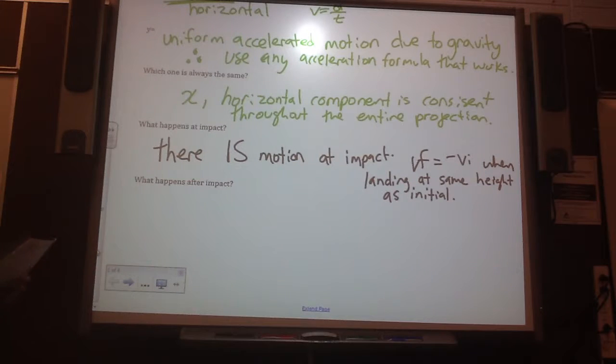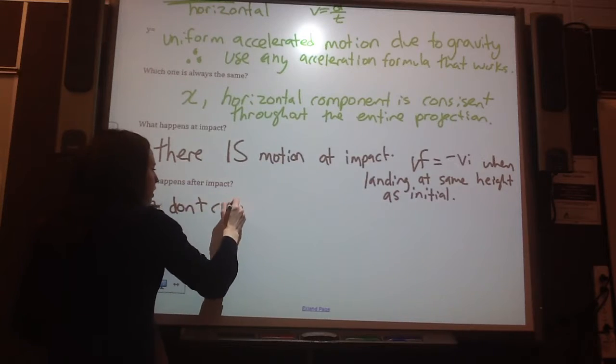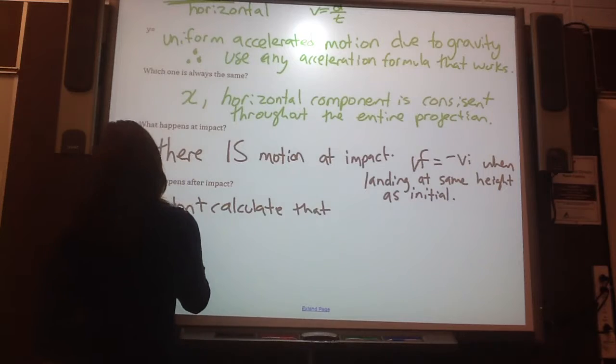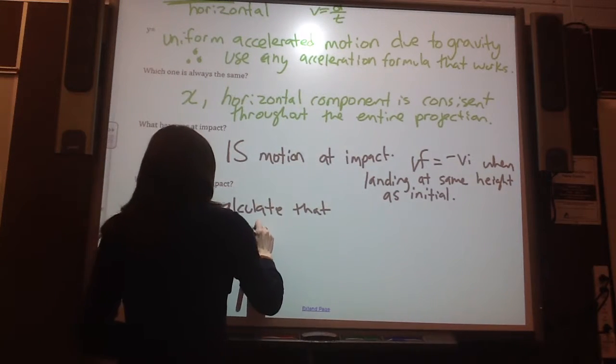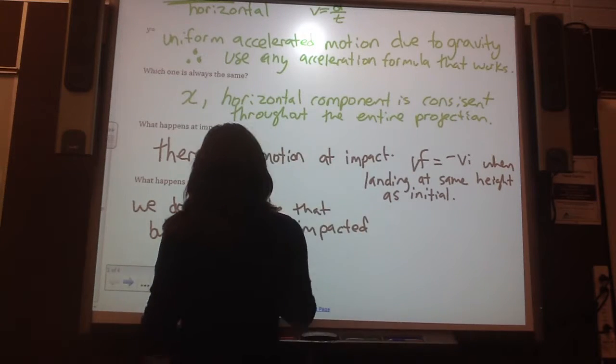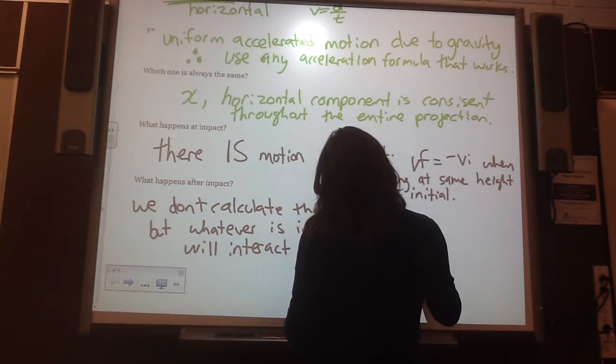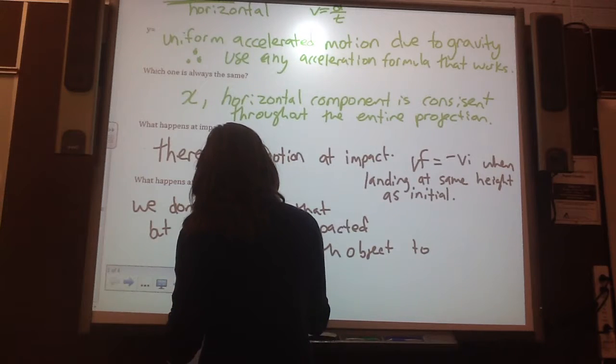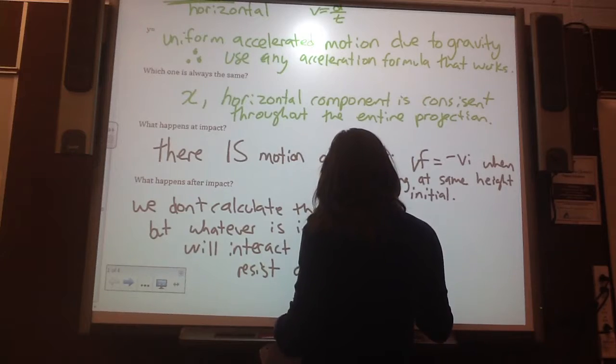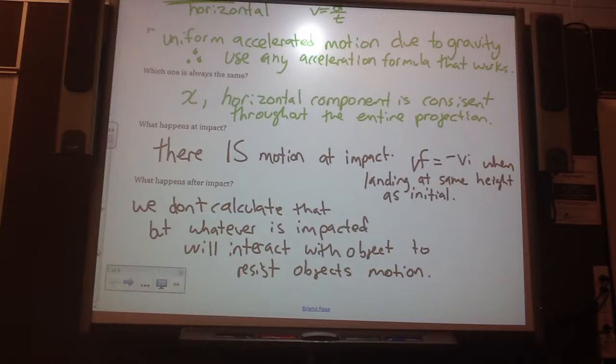What happens after impact? Well, we don't calculate that, but whatever is impacted will interact with the object to resist the object's motion. So like water is not going to resist your motion too much, but you will feel it. Say you jumped off a 200-meter diving board into brick concrete. That's going to resist your motion a lot more than water, right? Yeah, okay? So depending on whatever it's run into will depend on that. But we don't worry about after impact in terms of calculations. We just think about what's its final velocity.